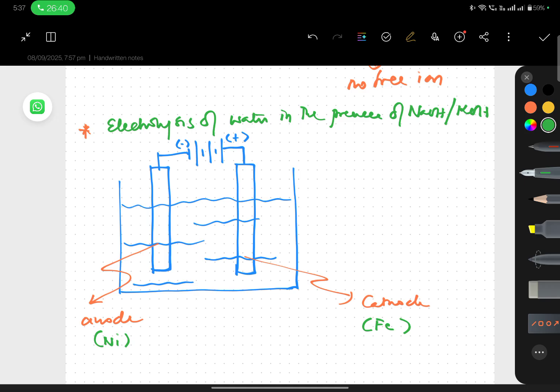So another mnemonic I will give. Make a note. An ox red cat.